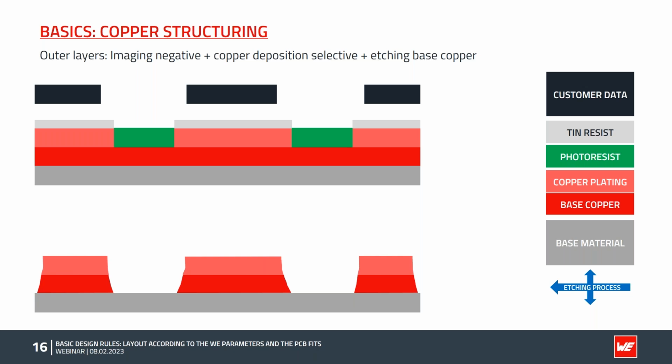And you can also imagine if the spacing is too small here, it's very critical to make a good etching process and to remove the base copper completely. If this were too narrow, we would not have a chance to make the separation by etching here. So that's why the limitation is not, in the first place, the line width or the copper structure, it's the spacing which is important for the production.